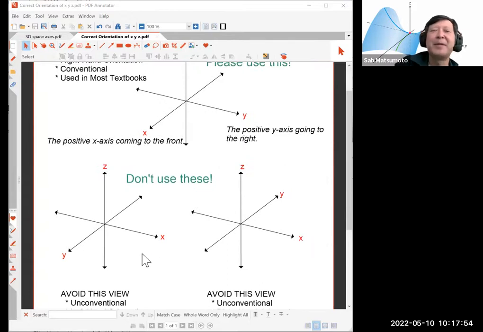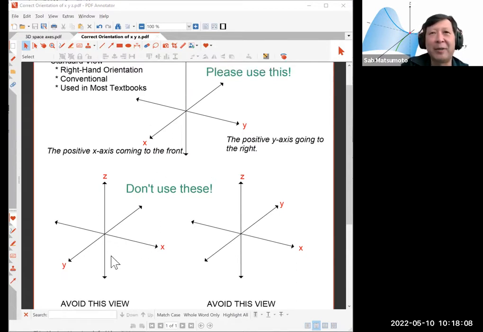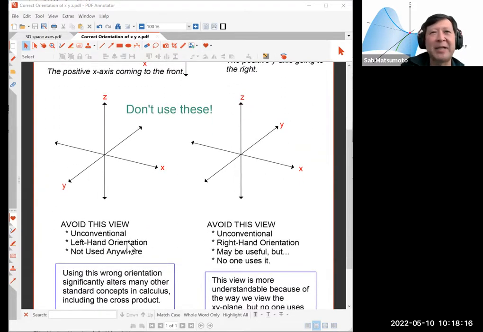All right. For some reason, many of you seem to be using this thing here where the positive X goes in the right direction and then the Y goes to the front. So this is obtained by switching the positive X and the positive Y axes from the standard orientation. Now, there is a big problem with this, and it is the fact that this is left-hand orientation. Notice here, as you wrap your fingers on your right hand from X to Y, you really have to reverse the orientation of your right hand.